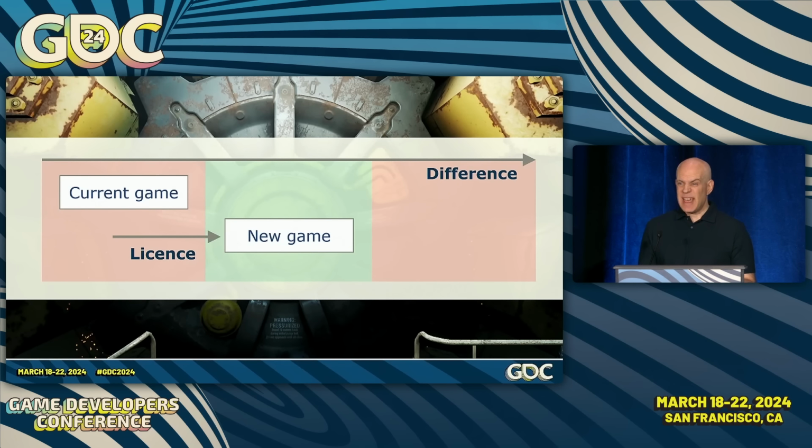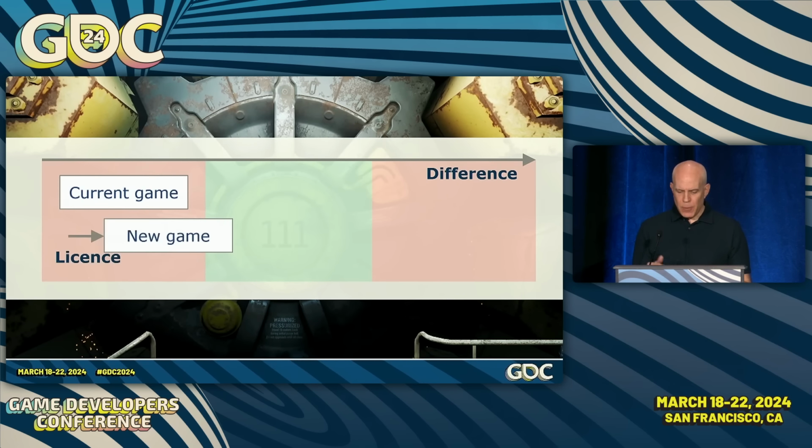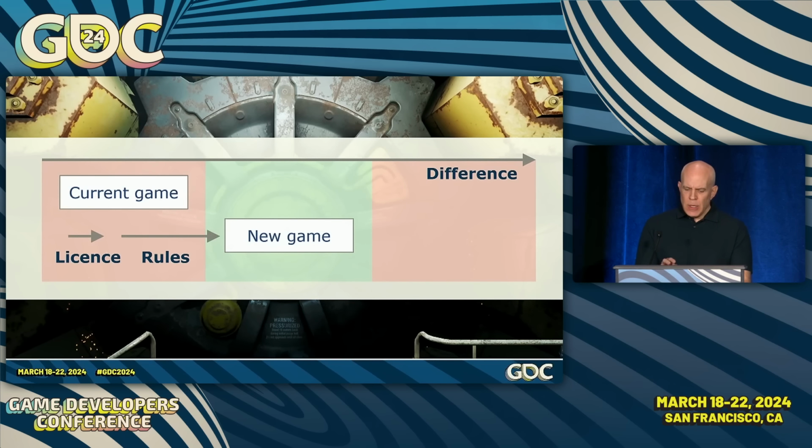Now, a license is a difference, but I would argue a license is almost never, certainly never, enough on its own to be the only difference. So something else is needed to move it across into that green section. So some difference in the gameplay and/or rules is needed to make it different. And actually, it's those rules changes that are what are needed to make the game feel like the license's experience.